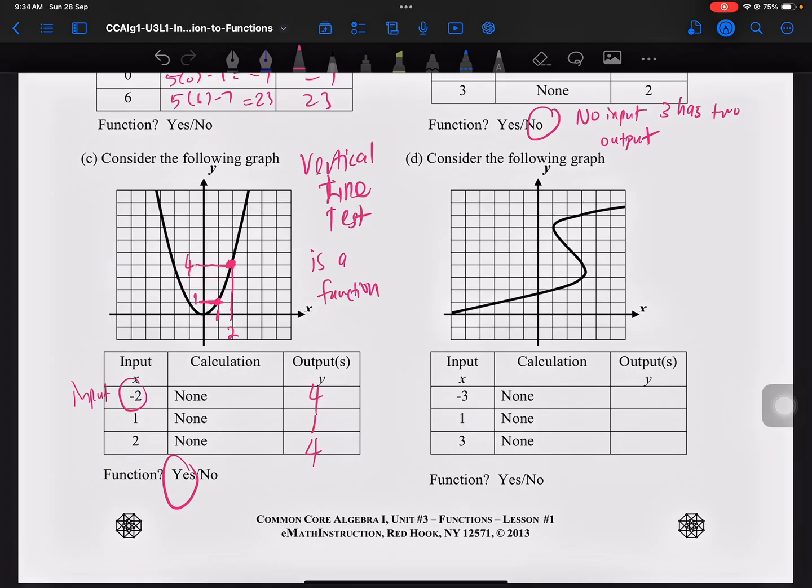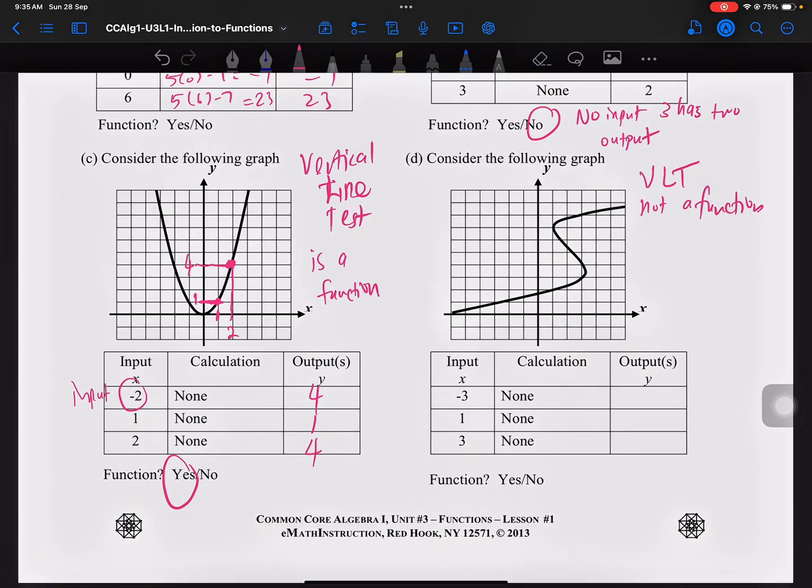Next, D. You can see the graph D. This graph wiggles and bends left and right, a curvy S shape. So I try to apply my vertical line test here. Oops, I see so many points, more than one point. This shows us it is not a function. This is the vertical line test, VLT.